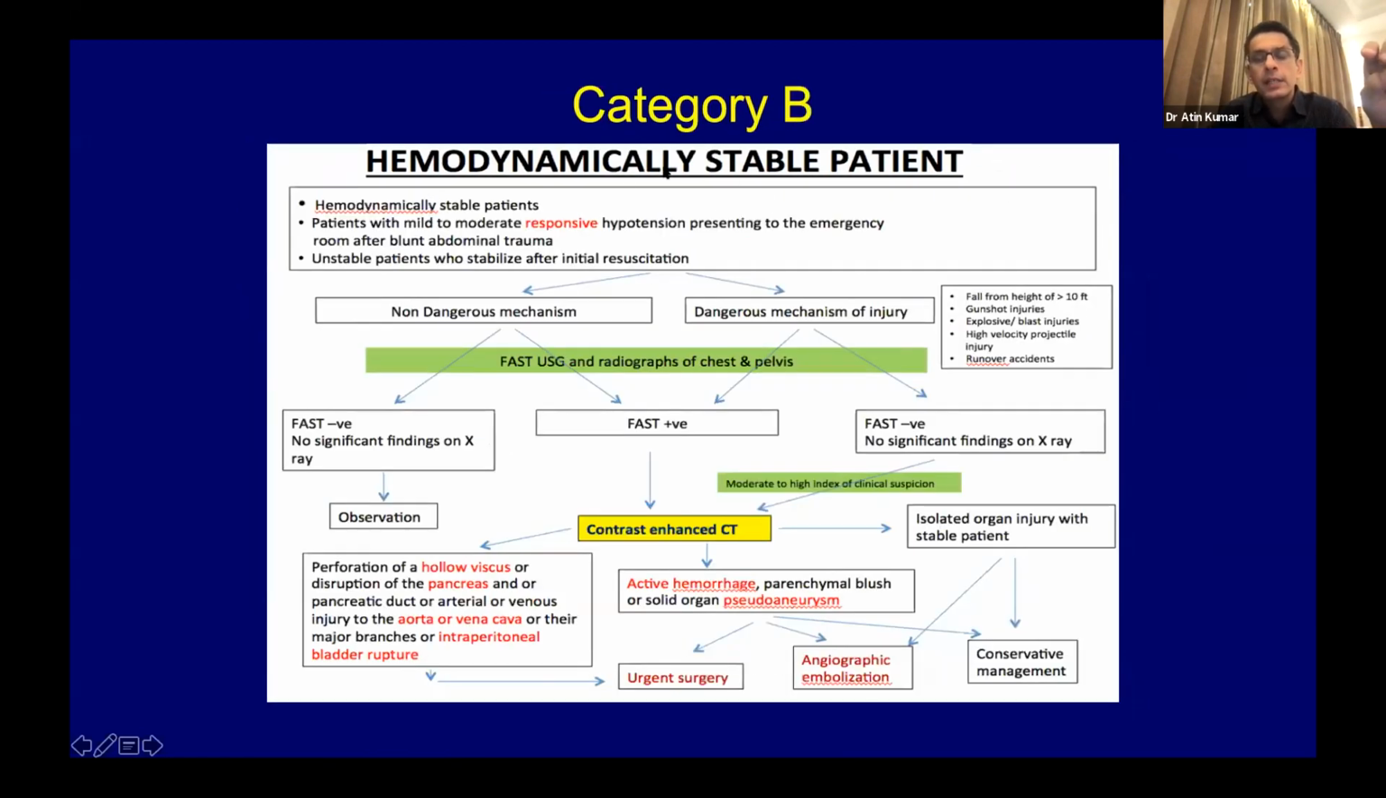Category B patients are the one which are hemodynamically stable patients, right? So they also undergo the same fast ultrasound and radiographs of chest and pelvis.